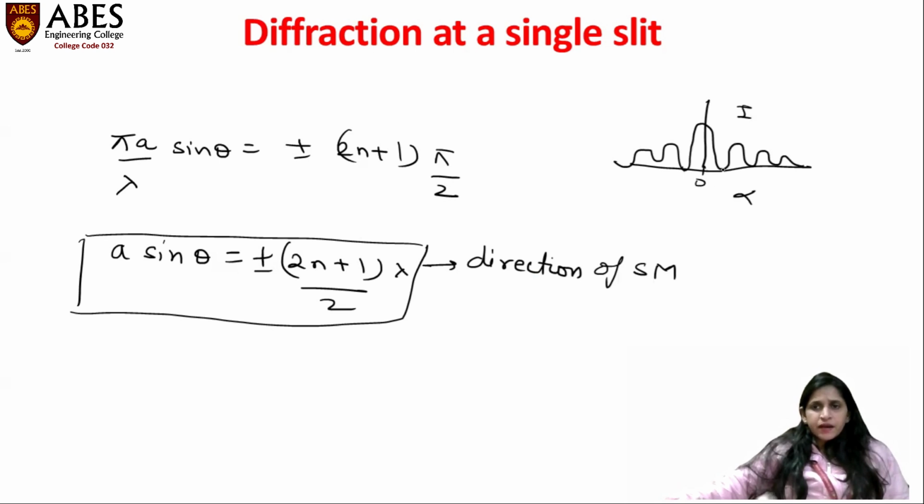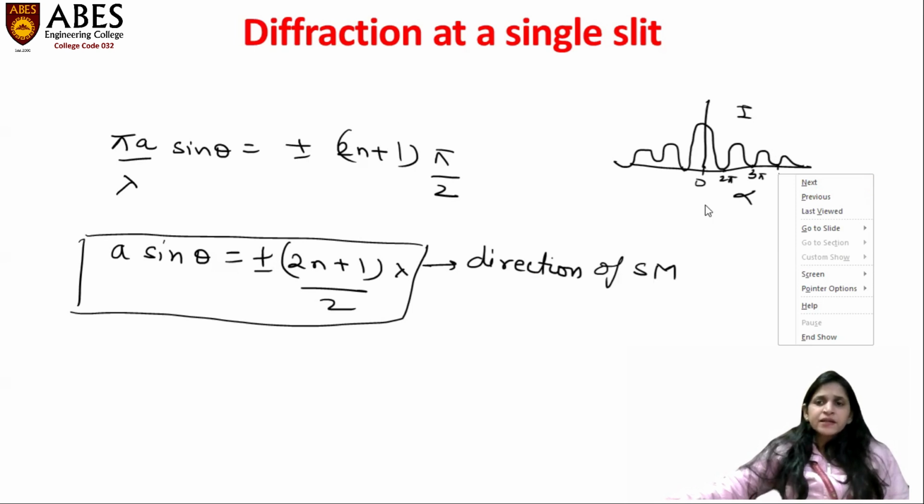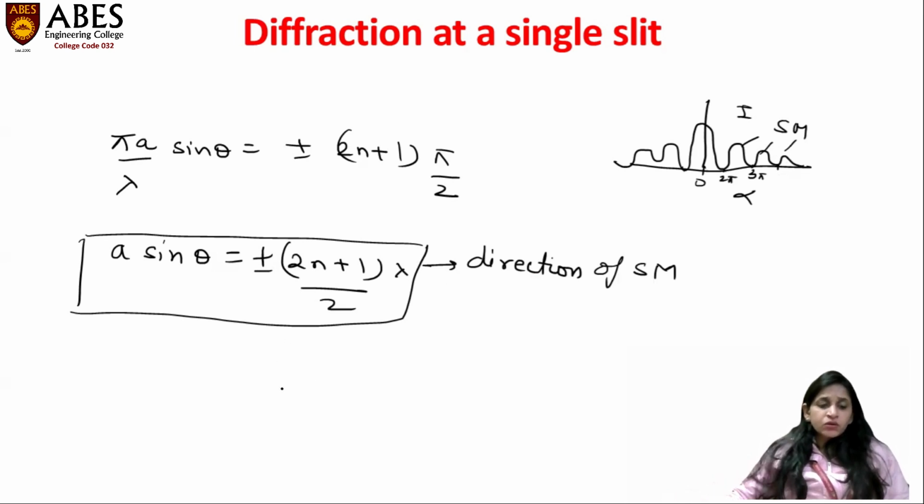So at alpha 0, what we are getting? Central maxima. At pi, 2 pi, 3 pi, what we are getting? Minimas. And at 3 pi by 2, 5 pi by 2, 7 pi by 2, what we are getting? Secondary maximas. So these are nothing but the secondary maximas. Okay. So now we can also calculate the intensities of secondary maxima, and check how many times or what percentage of the principal maxima that intensity is.